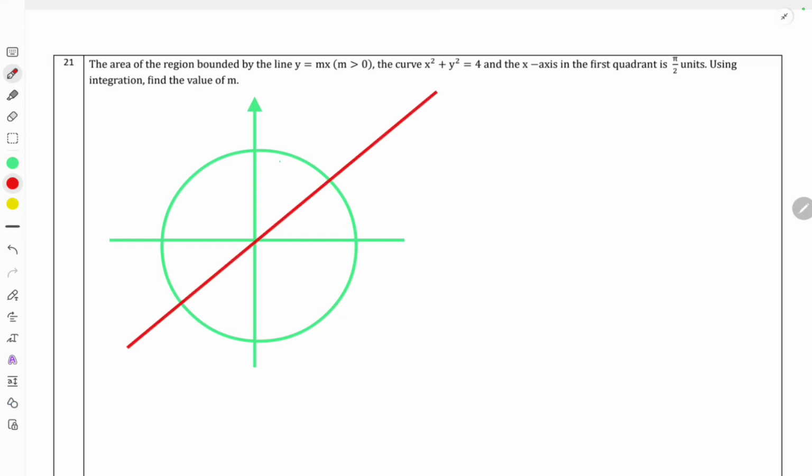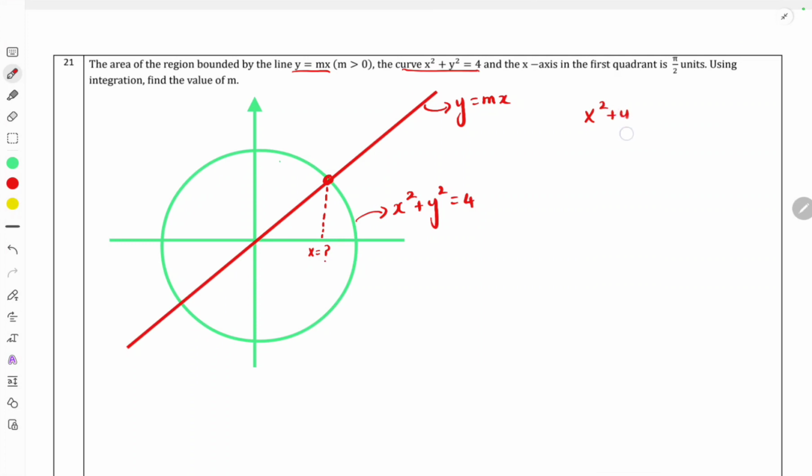Okay, so this is the circle equation, x square plus y square equal to 4, and this is y equal to mx. And what they are asking is the area of the region bounded by the curve, this line, and the x-axis, in the first quadrant, which means this area. So first we have to find the point of intersection, which means this point. We have to find what x equals here.